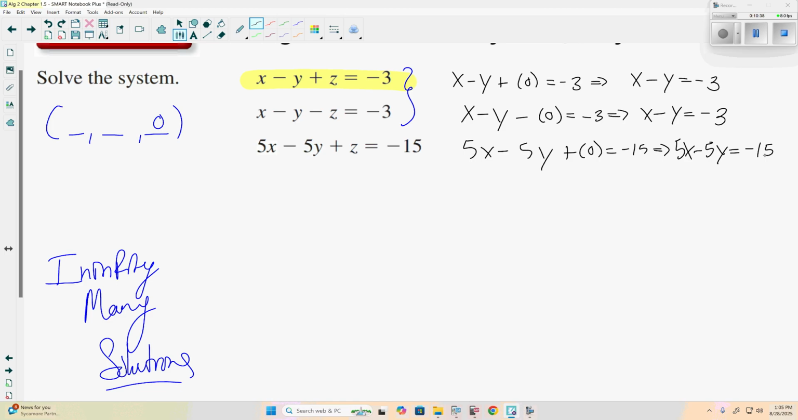I'm going to take the top one. X minus y equals negative 3. I'm going to solve it for y. So we'll minus x. Minus negative y is equal to negative x minus 3. Divide everything by negative 1. And we get y is equal to x plus 3. This is the equation of that line, yes?